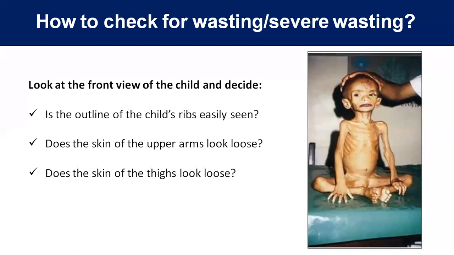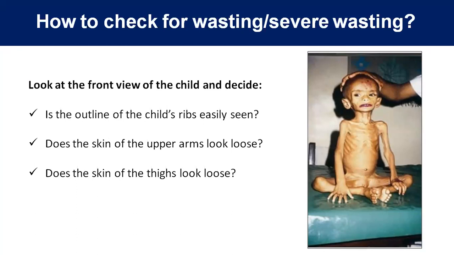Next indices is how to check for wasting or severe wasting. We have to look at the child from the front first and decide, is the outline of the child's ribs easily visible? Does the skin of the upper arms look loose? Does the skin of the thighs look loose?